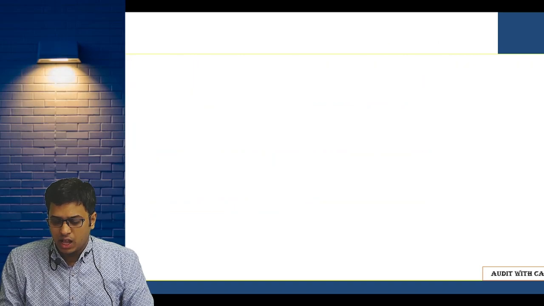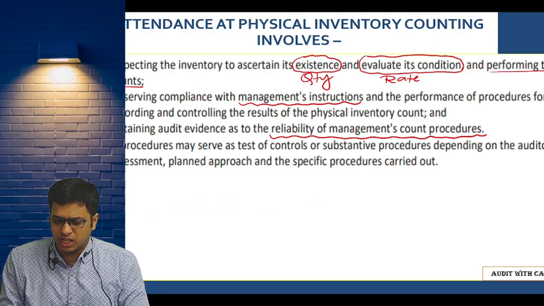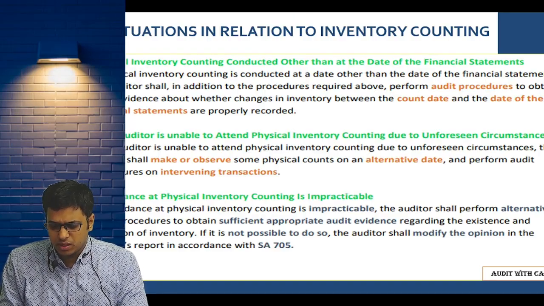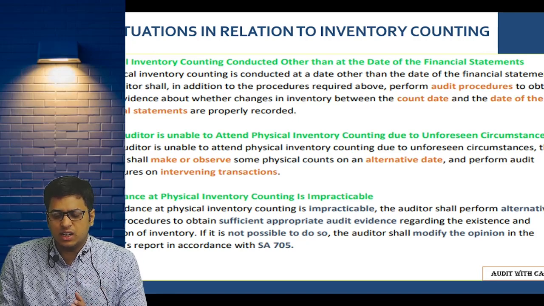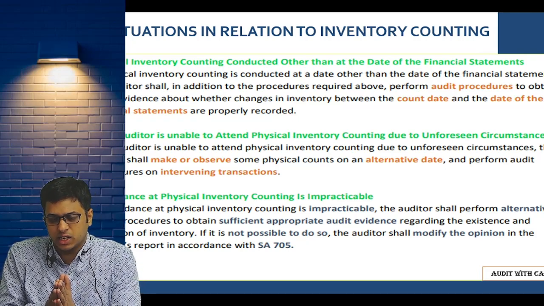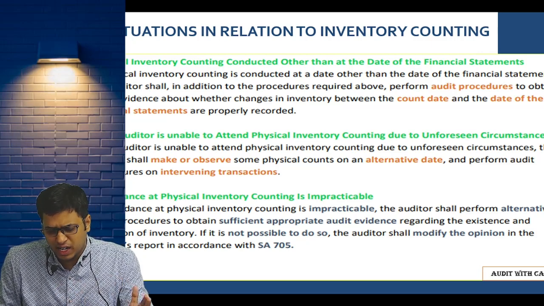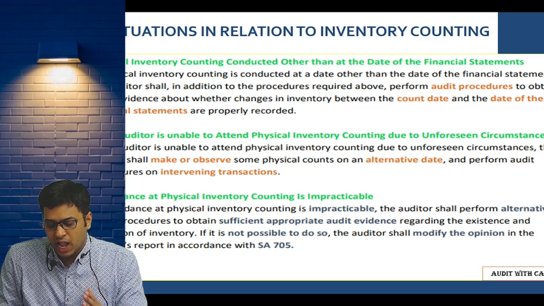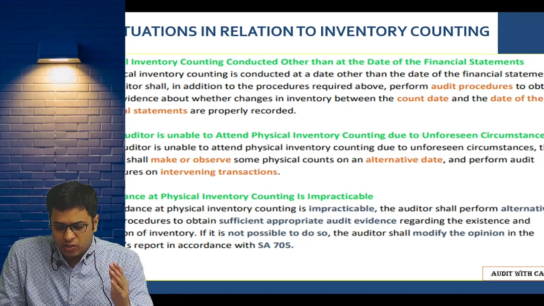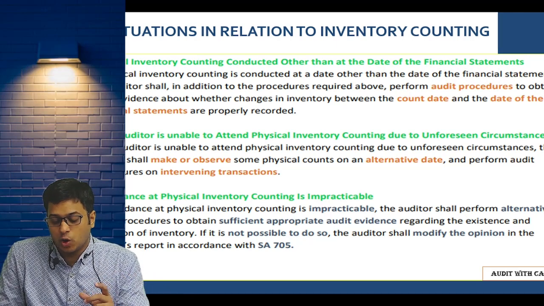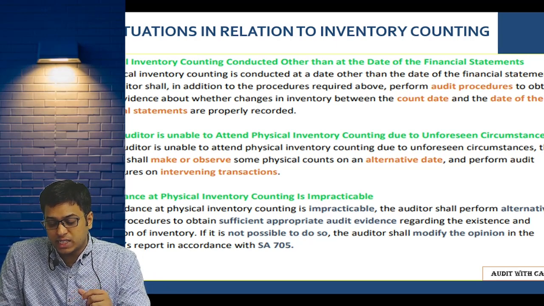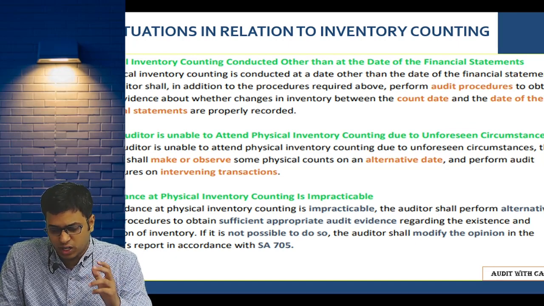Okay, let's go to the third one, and the third one was again a very simple area, that was situations. Sir, in this case if the auditor is not able to check the inventory on 31st of March, then can the auditor check the inventory on some other date? The answer is yes, obviously he should do that only, and that date is called as an alternative date. If the auditor selects an alternative date, in that case the auditor will have to do something called as intervening period transactions. Auditor will have to do that.